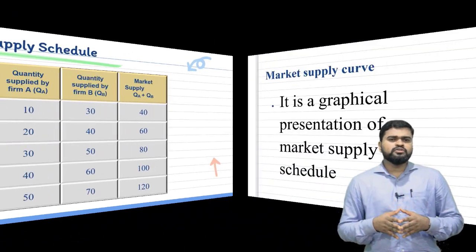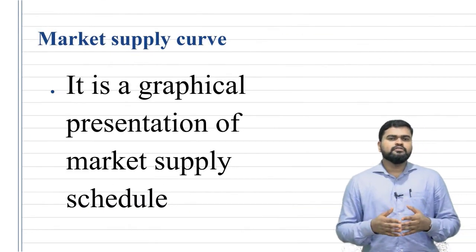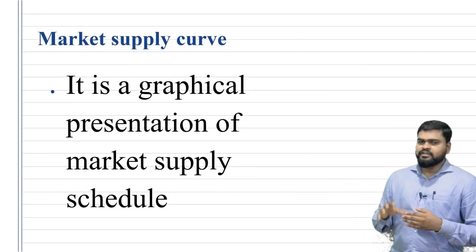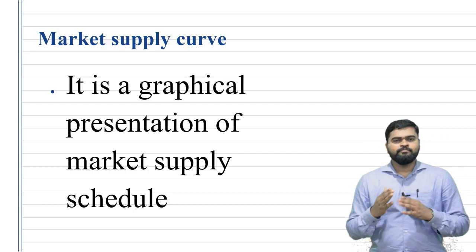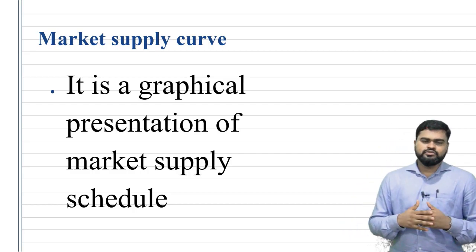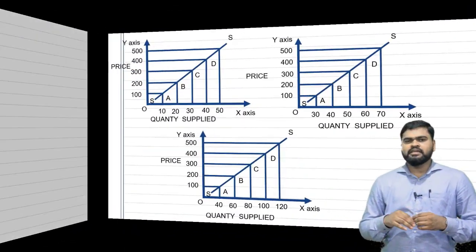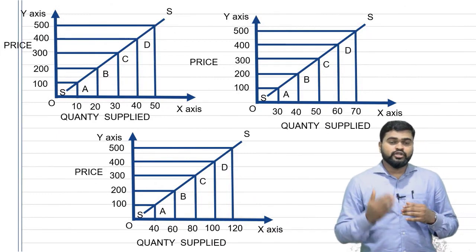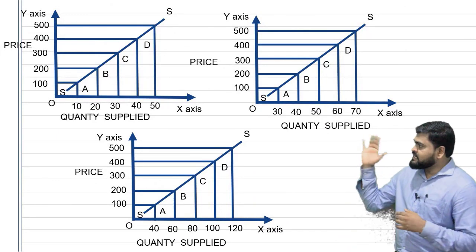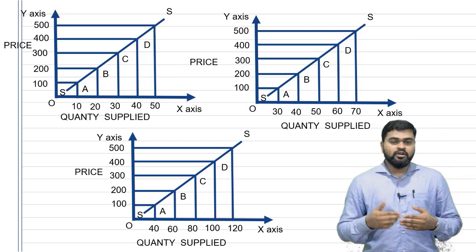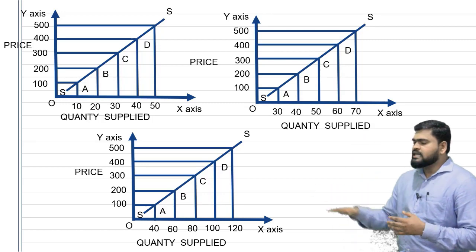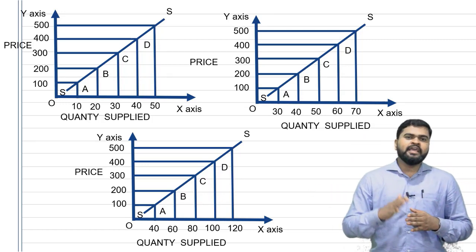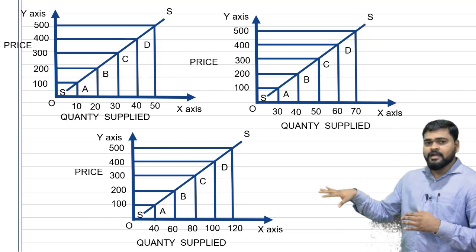Let us move on to the market supply curve. Market supply curve is the graphical presentation of market supply schedule. Let's move on to the diagram. The first diagram we can see is the individual supply schedule of firm A. Second diagram is the individual supply schedule of firm B. And the third diagram is the combination of firm A and B, that is the market supply curve.